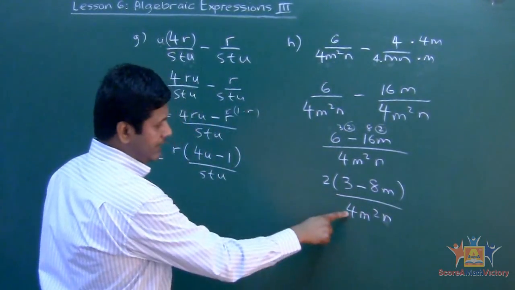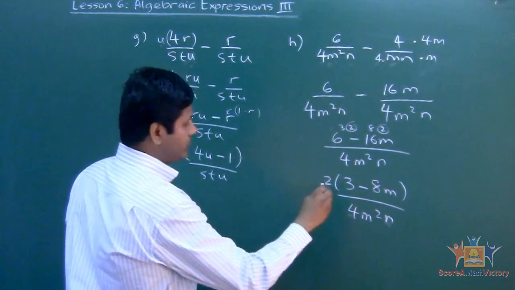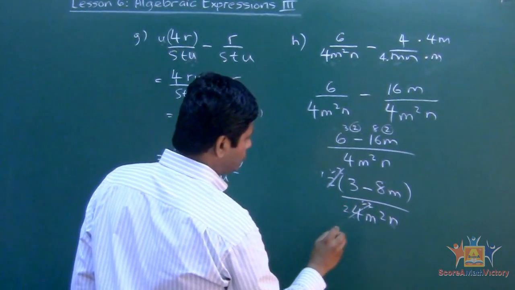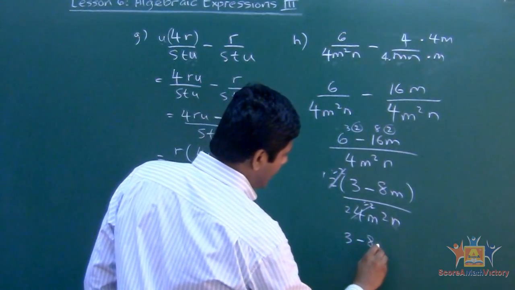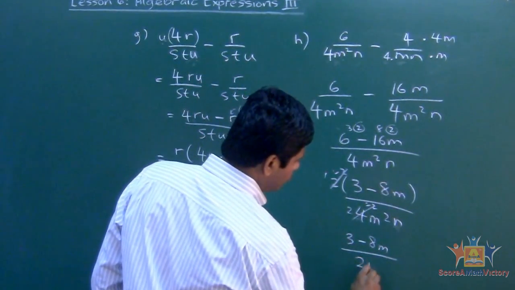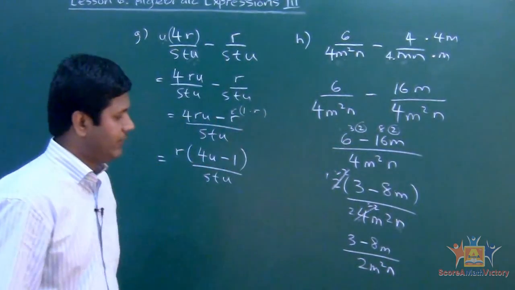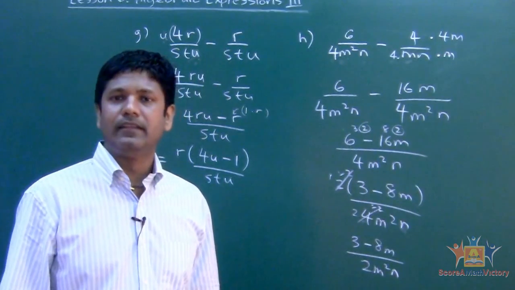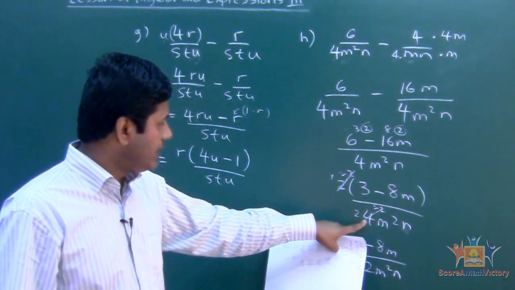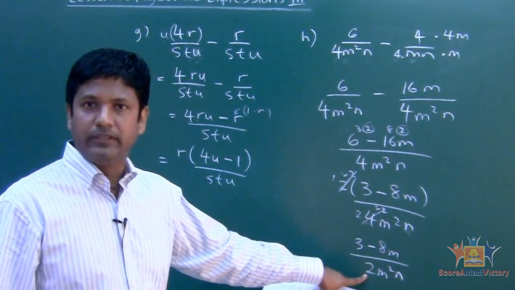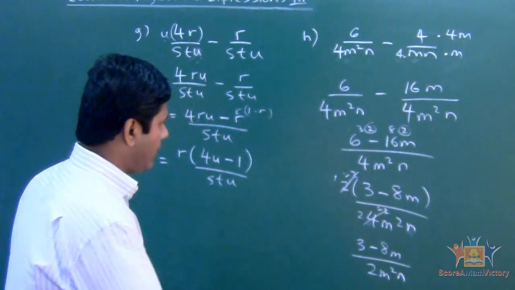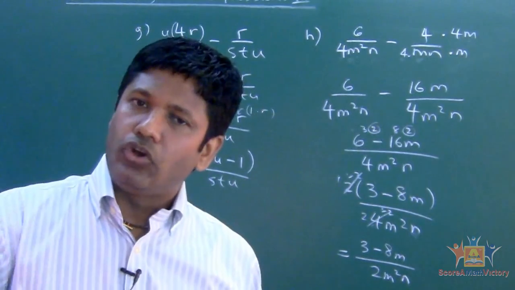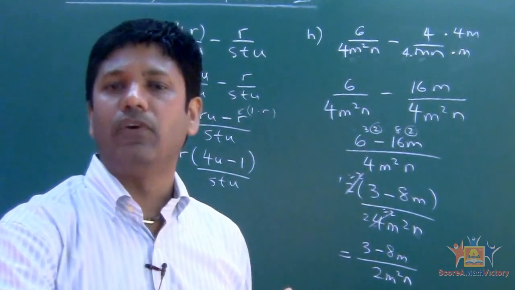I can divide this by 2. I can divide this by 2. See that? So this one becomes 1, this one becomes 2. So it becomes 3 minus 8m over 2m squared n. Right there, I cannot simplify anymore. That's the simplest it can get. Because I took the 2 out, the 4 becomes 2. Does that make sense? Pay attention to that. That's my final answer, the simplest form. Your goal is to always express in the simplest form.